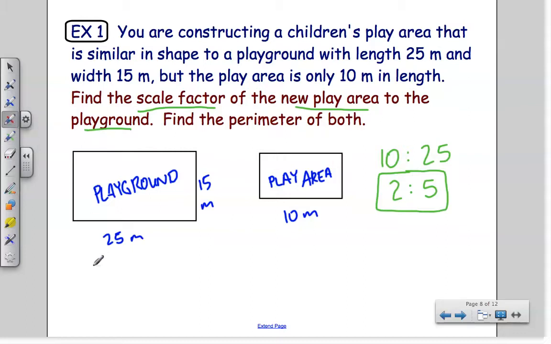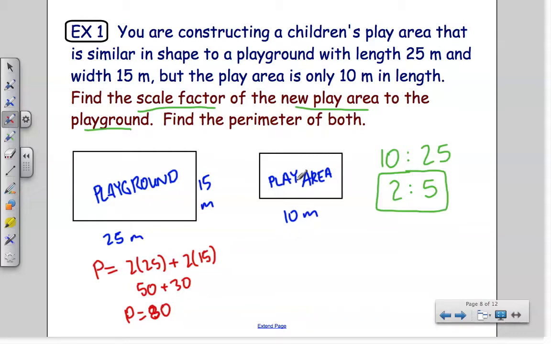Well, I can find the perimeter of the playground, no problem. I'll do capital P for perimeter here, because I know all the side lengths. I have 2 lengths of 25 plus 2 lengths of 15. So really 50 plus 30, and it looks like the perimeter of the playground is 80.